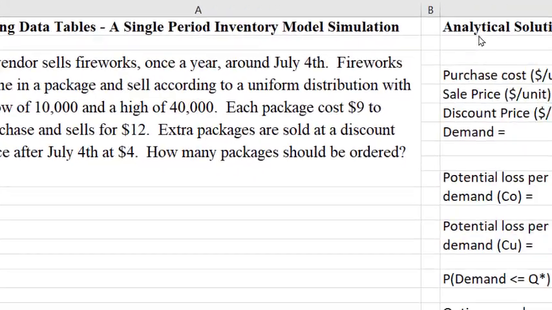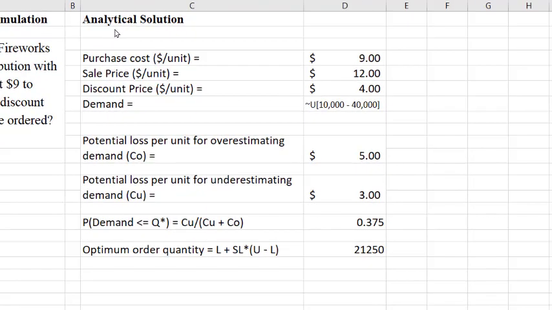I am going to first solve this problem using the analytical way and then demonstrate how to solve the problem using data tables. So for the analytical approach, we need to calculate the probability of demand less than or equal to the optimum order quantity. Remember, this is a single period model. Okay, our purchase cost is $9 per package. Sale price is $12. Discount price is $4. Demand is distributed uniformly between 10,000 and 40,000.